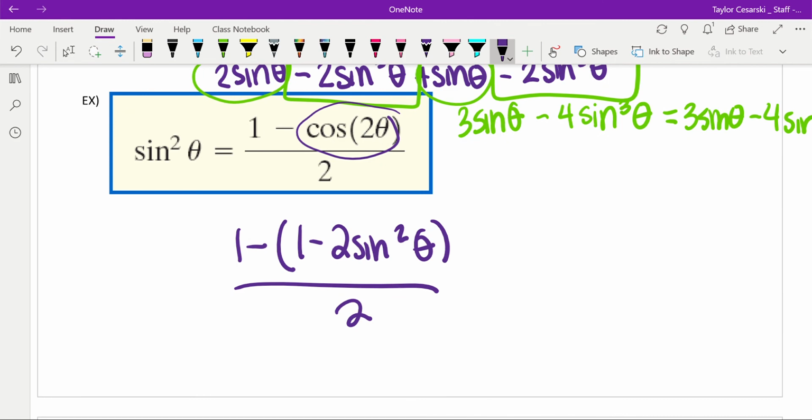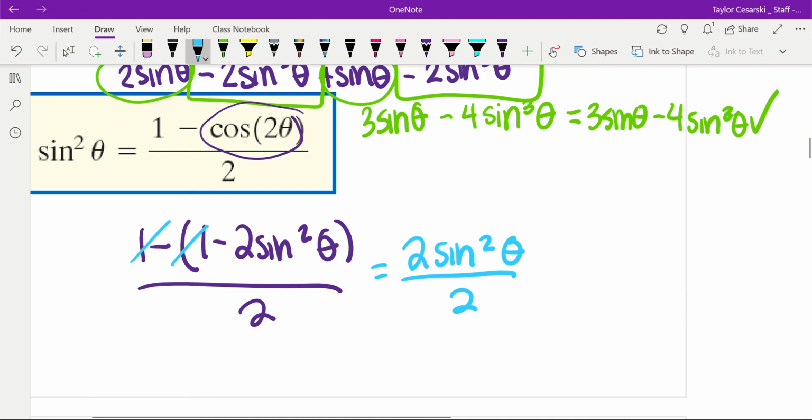All right, so my 1's are going to cancel out, and I'm left with, so a negative times a negative is a positive, so I'm left with 2 sine squared of theta over 2, and that gives me sine squared of theta, which equals my left side, which is sine squared of theta. Okay, so again, looking at your end goal, when you have choices with cosine of 2 theta, look at your end goal and see if you can match it up.